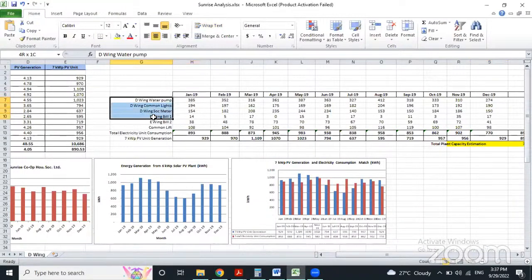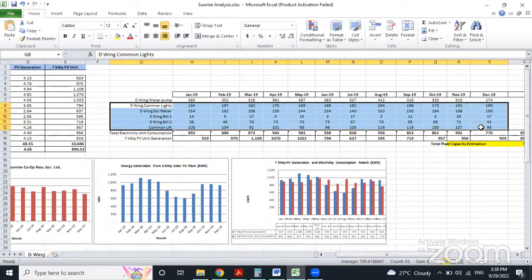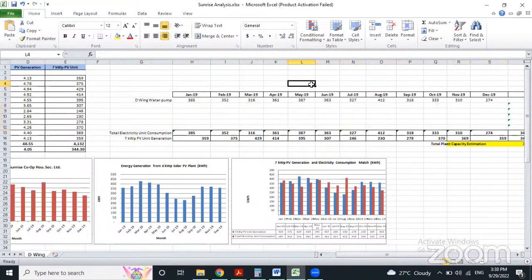I am putting these different rows because when you go to a residential society, they have multiple meters. They have one meter for the common wing, one for the water pump, one for the fire extinguisher, one for the lift. So you need to take the total of all the bills. I will delete all this because here we have a single meter. Let's assume the customer has a single meter. If the customer has multiple meters, take all the totals and then take the average.